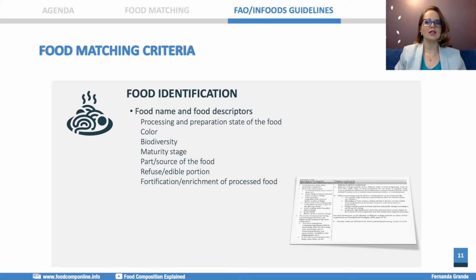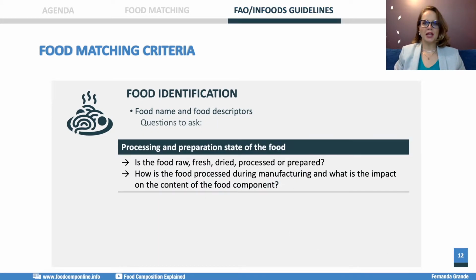And here we have a list of categories of important descriptors that we need to consider during the food matching. So we have processing and preparation state of the food, color, biodiversity, maturity stage, part or source of the food, refuse or edible portion, and fortification or enrichment of processed food. For each of these items, the guidelines bring some important questions that should be asked during the matching process. And let me just highlight some for you.